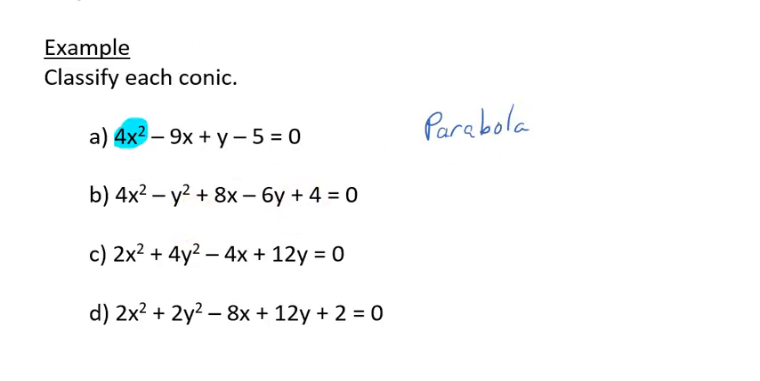With the next one, I look for my x squared and my y squared. When I look at those, they have different numbers in front, but one's positive and one's negative, and that's the big factor here. Since they have different signs, it has to be a hyperbola.